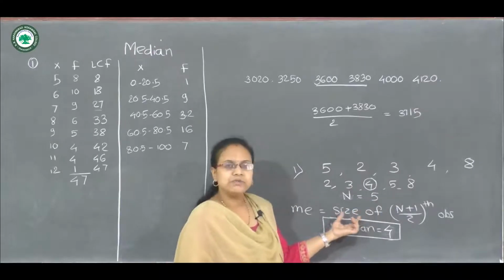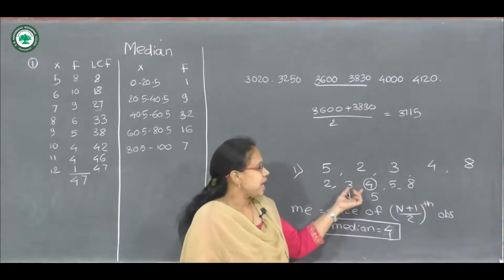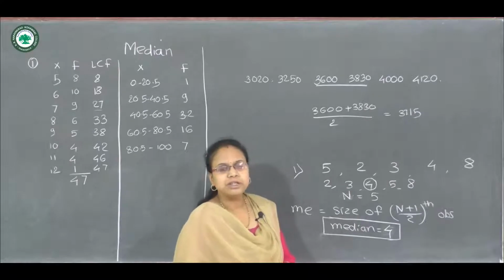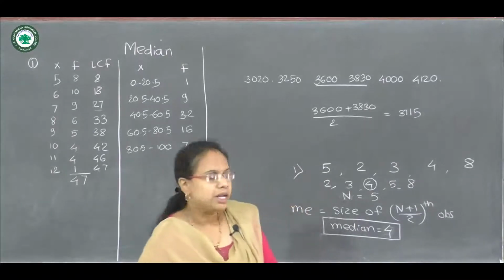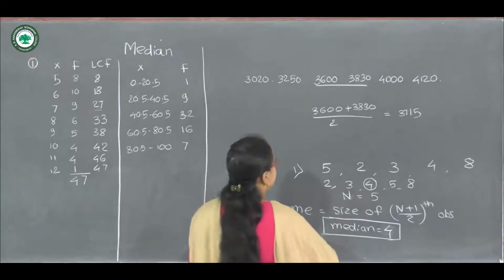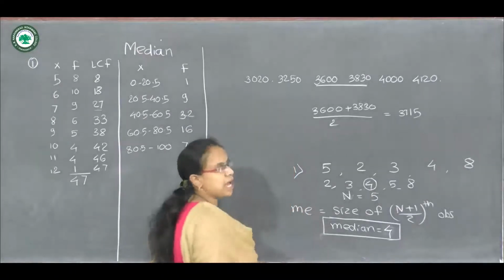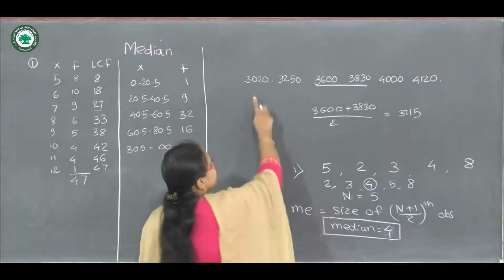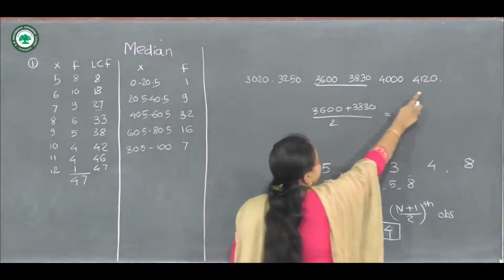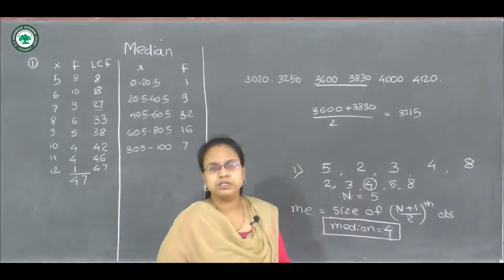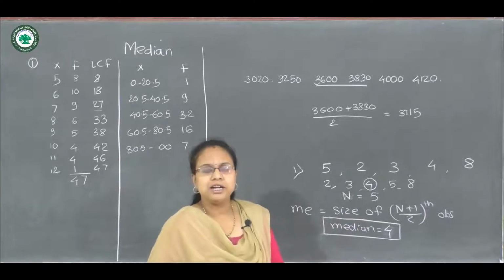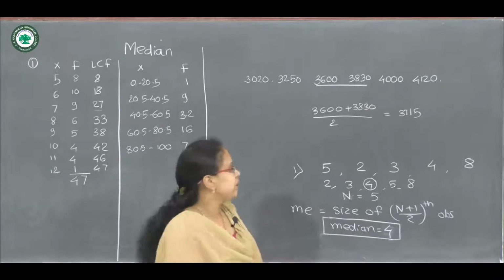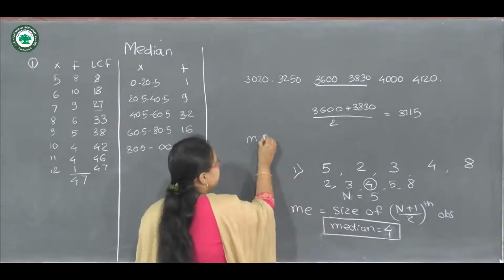In that case we will use this formula. And what will happen if the given number of observations is even? Even means a multiple of 2. Suppose this is the example I have written here: 1, 2, 3, 4, 5, 6. So there are 6 observations in the given data set. 6 is an even number, and in that case how to calculate the median? So here is the formula.